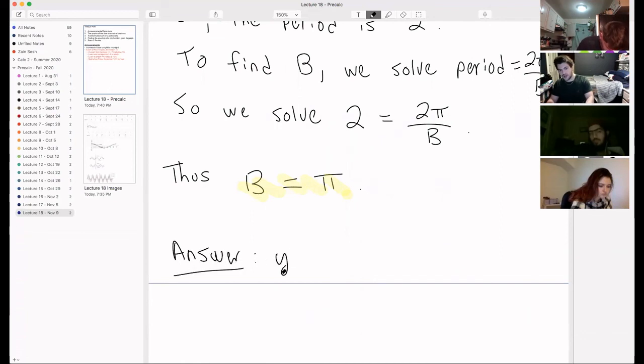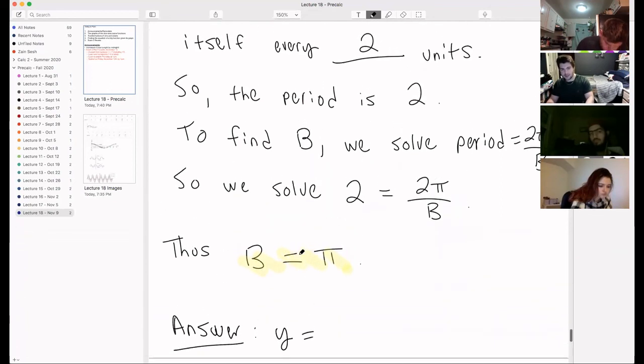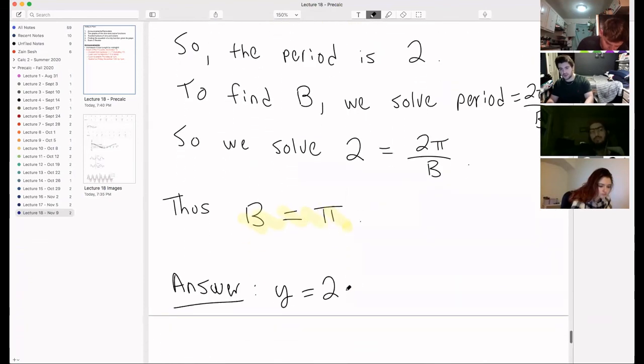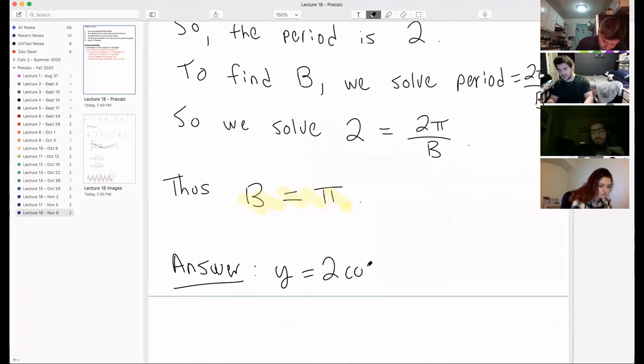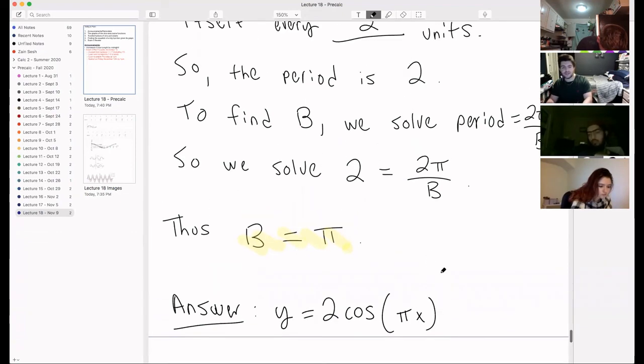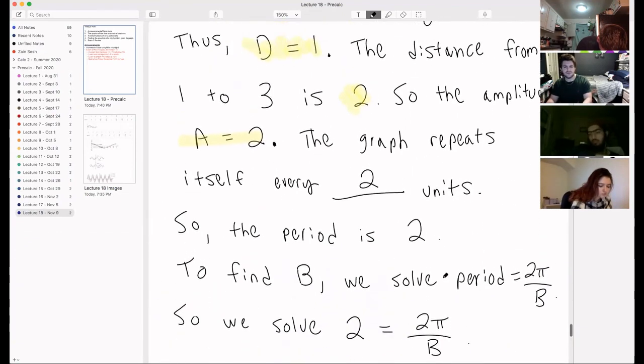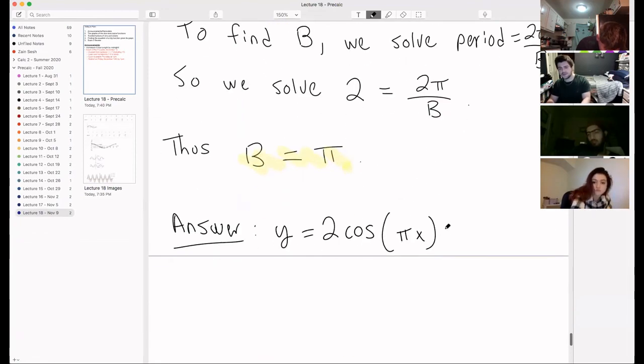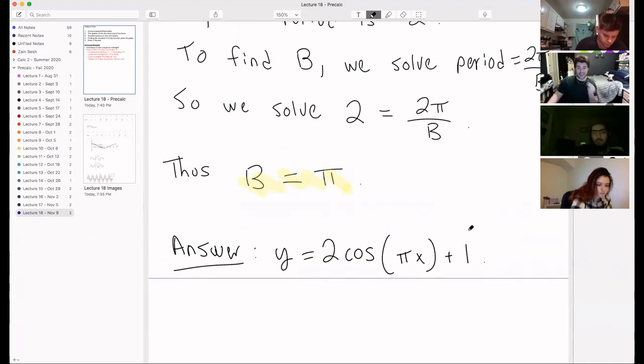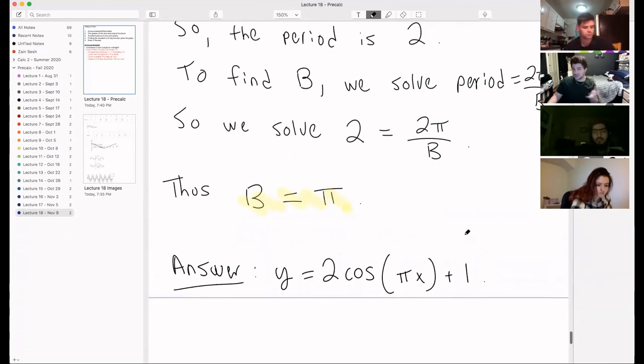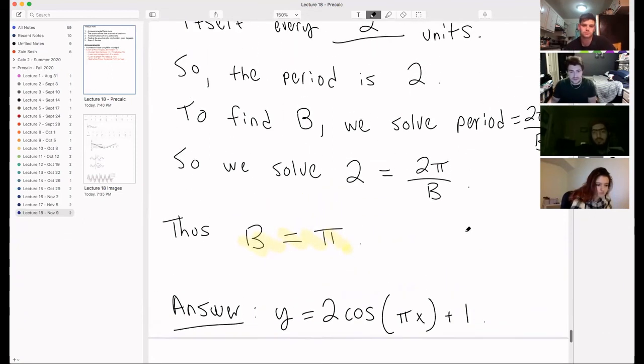Good, so it's y is equal to a, so 2. Now we're doing cosine here, so I'm putting a cosine. B is pi, so pi times x, and then you do the midline, which is 1. So it'll be 2 times cosine of pi x plus 1. Okay, so hopefully not too bad. I think once you get the hang of it, these questions are actually kind of fun. I think they're kind of interesting.